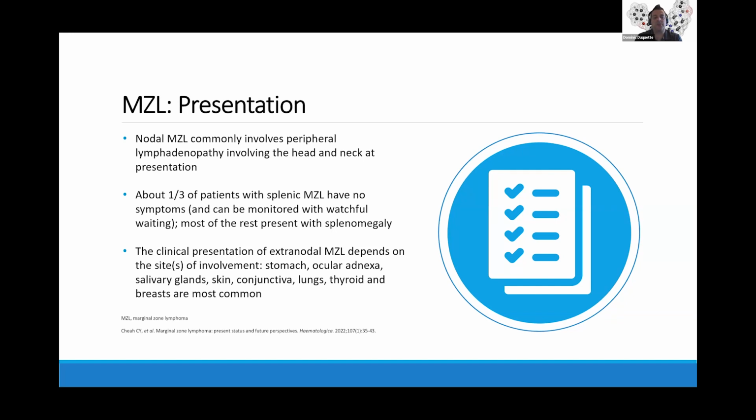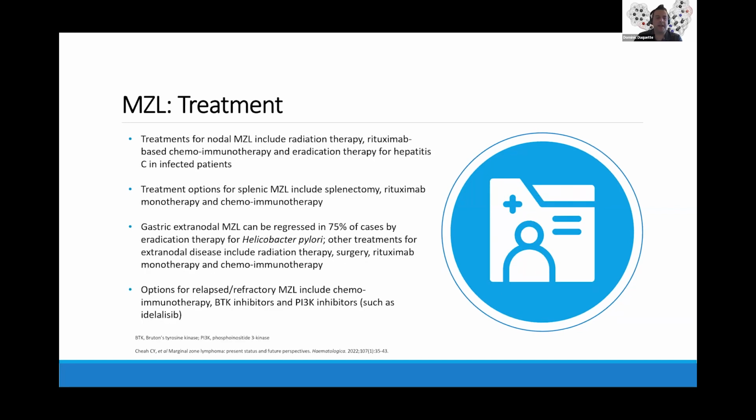About a third of the patients will have splenic MZL with no symptoms that can be monitored with watchful waiting. And the clinical presentation of extranodal MZL depends on the site which is involved. So the stomach, which is often a site, will have more symptoms related to that.